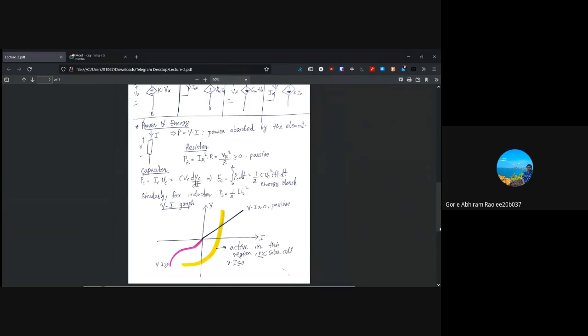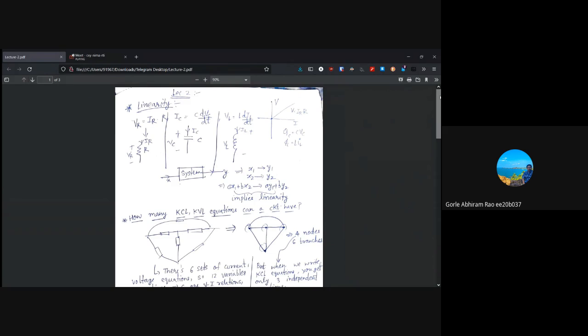So these are the basic concepts I wanted to look at in this lecture. In the next lecture, we'll be looking at nodal analysis and get started with it.